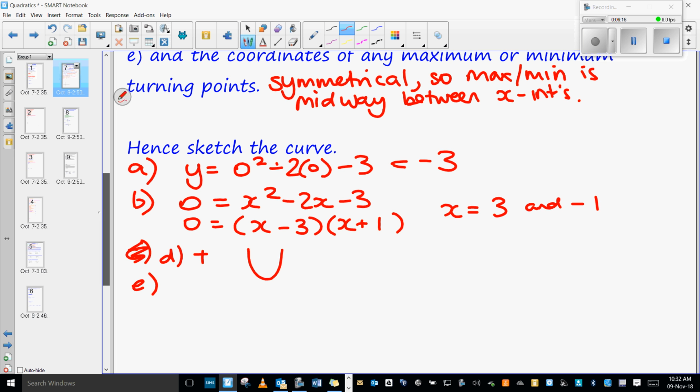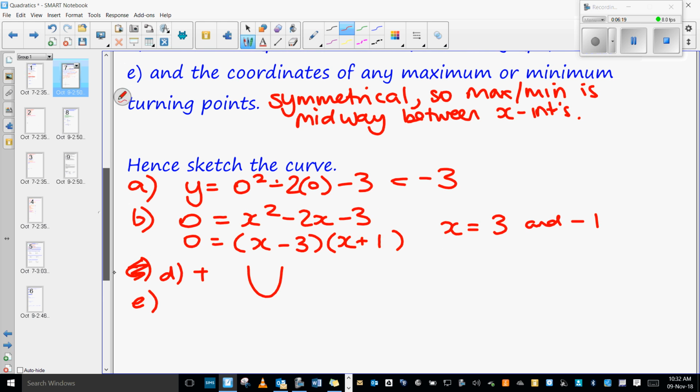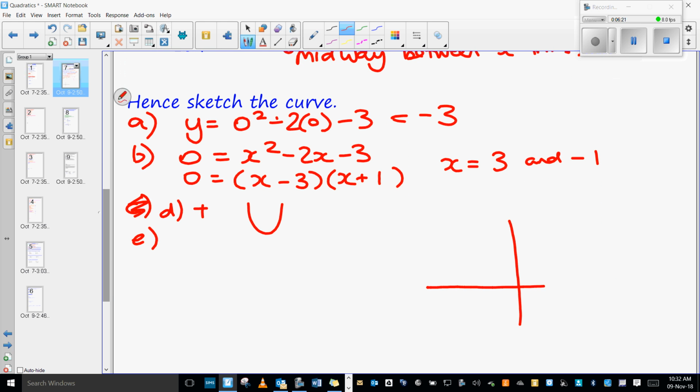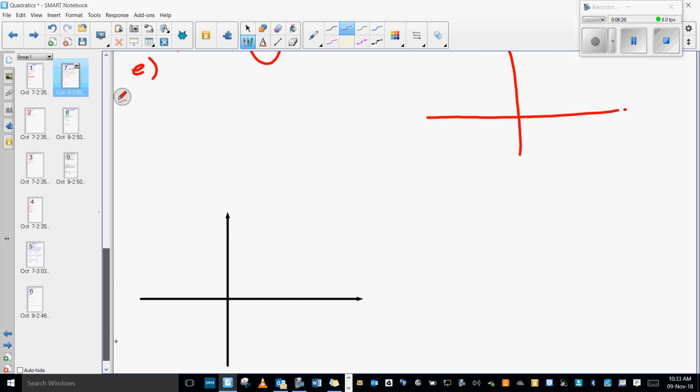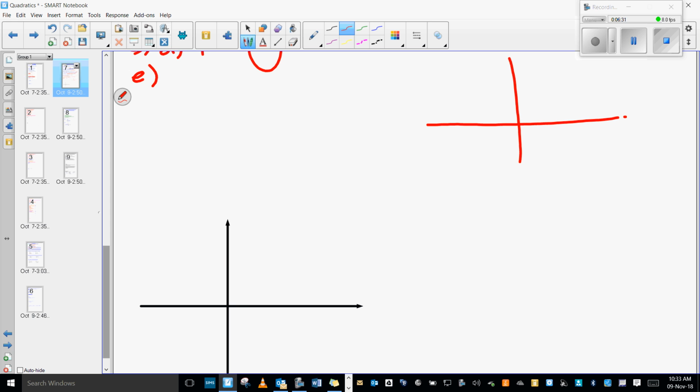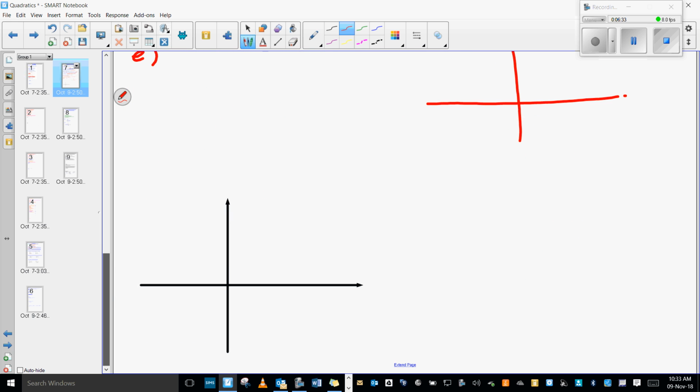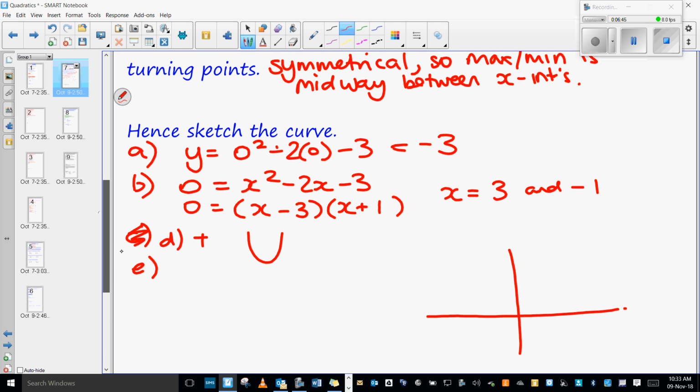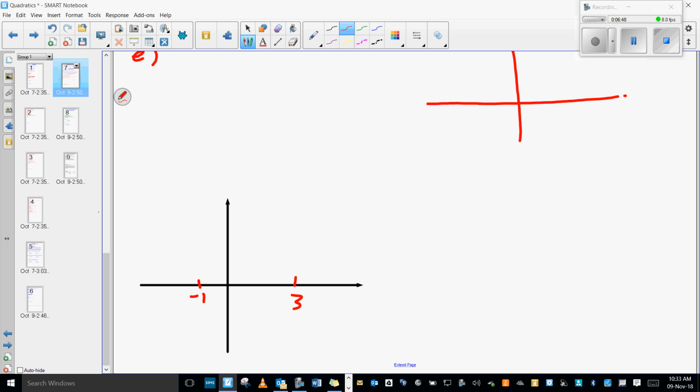So let's start sketching. And literally, a sketch is a sketch. So we've got 3 and negative 1. It doesn't have to be to scale. Try and make it look a little bit like it should be. We know it goes through negative 3 on the y-axis, so let's try and find negative 3 here. We know it's positively happy.